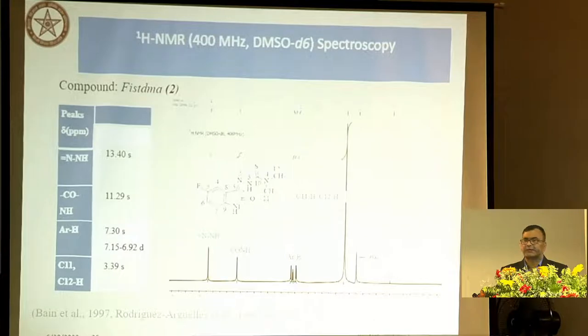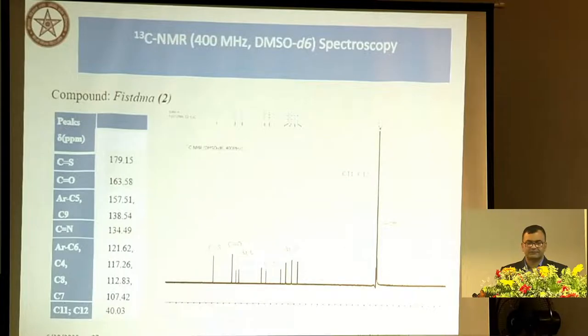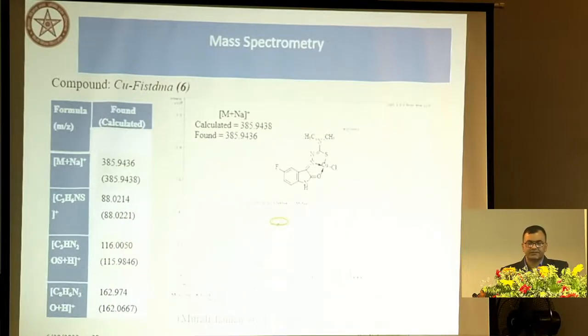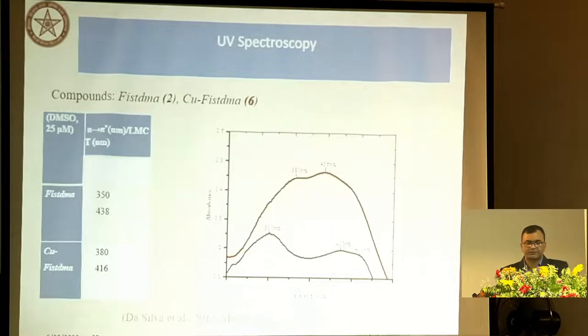And this is the NMR spectra of the thiosemicarbazone, where we can find the total number of hydrogens and the number of peaks are the same. This is the 13C NMR. Similarly, this is the mass spectra of the ligand and the copper(II) complexes, where theoretical and calculated values are the same.